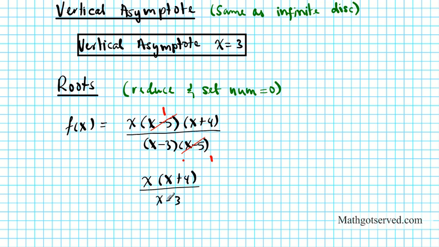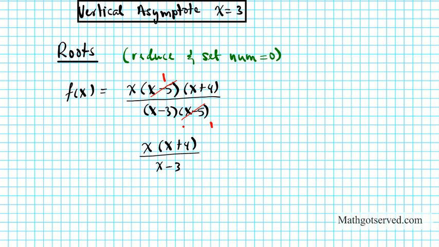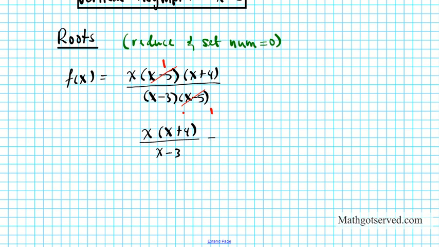You set the reduced numerator equal to 0. Okay? So you set the numerator equal to 0, x times x plus 4 equals 0, and then we solve. The reason being that when you cross multiply this equation, the denominator disappears because it's been multiplied by 0. Okay, so to find the roots, you reduce, set the numerator to 0, and then you solve.